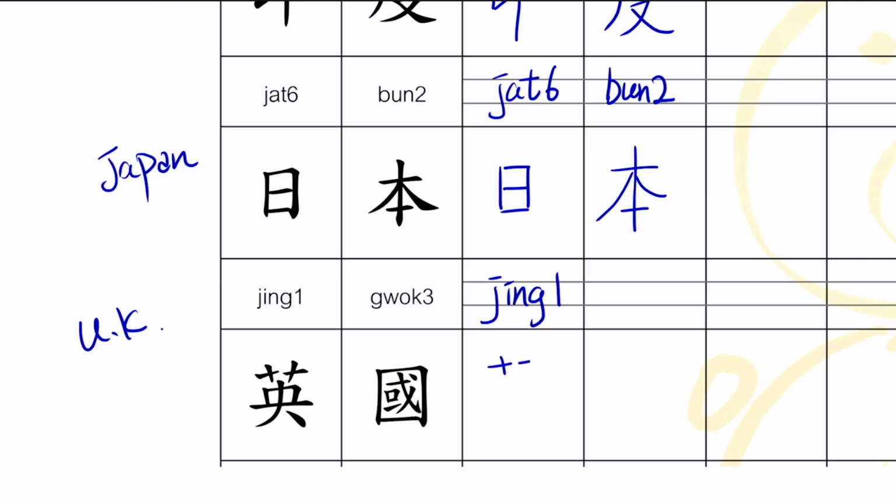橫直橫直. But this vertical stroke is a bit tilted. 橫直橫. 撇點. 國 G-W-O-K, third tone. 直橫直橫. 直橫直橫. 剔 斜勾 撇 點 橫.